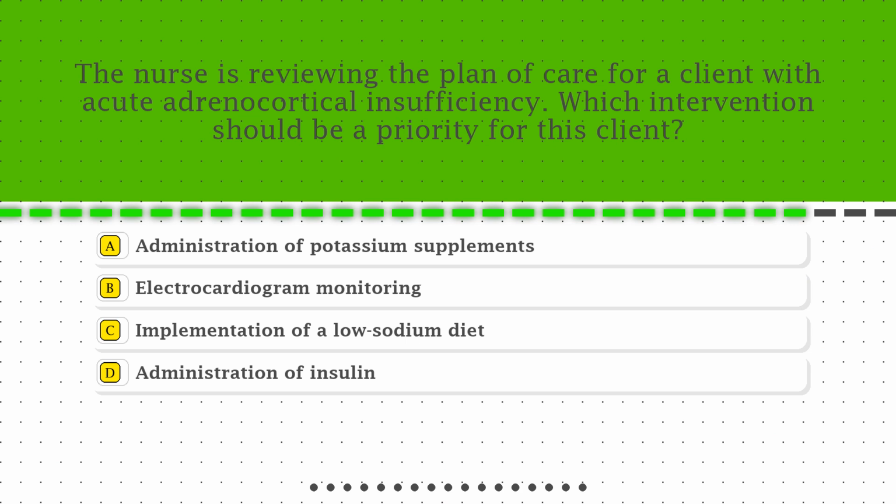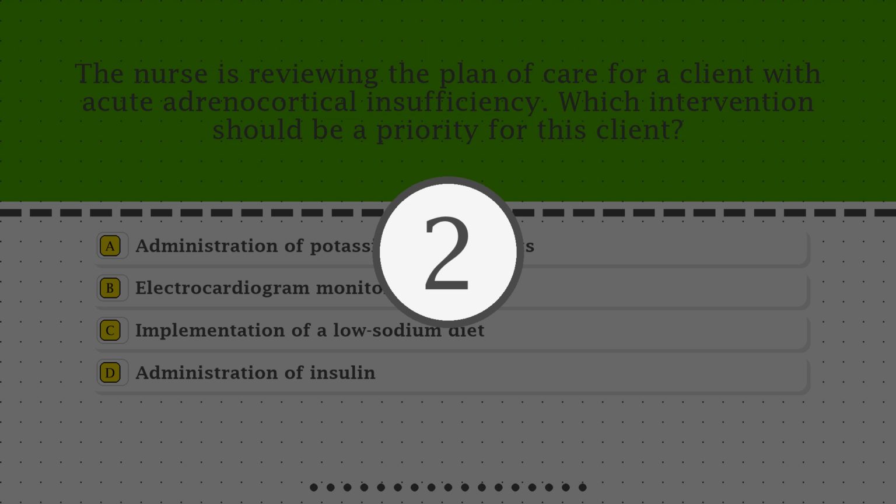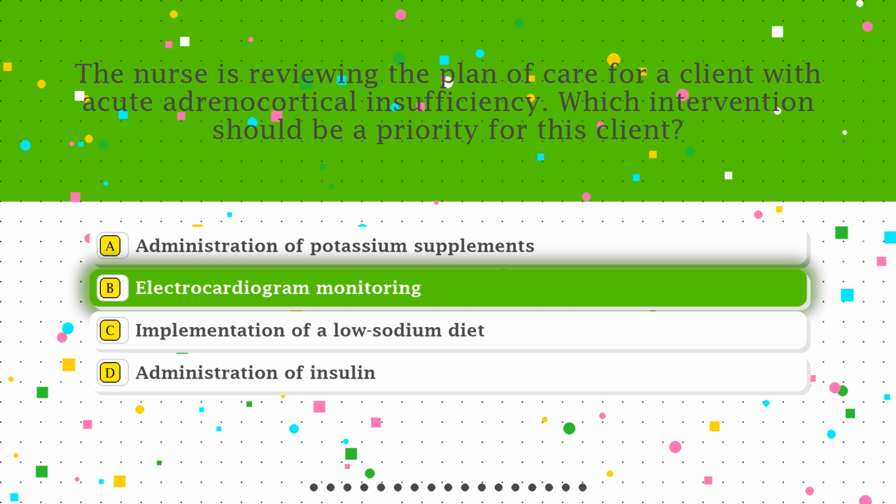Question 17. The nurse is reviewing the plan of care for a client with acute adrenocortical insufficiency. Which intervention should be a priority for this client? Option A. Administration of potassium supplements. Option B. Electrocardiogram monitoring. Option C. Implementation of a low-sodium diet. Option D. Administration of insulin. The correct answer is option B. Electrocardiogram monitoring.